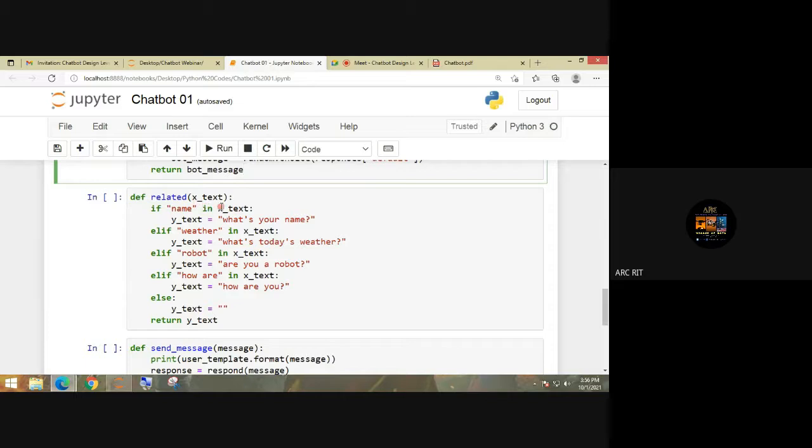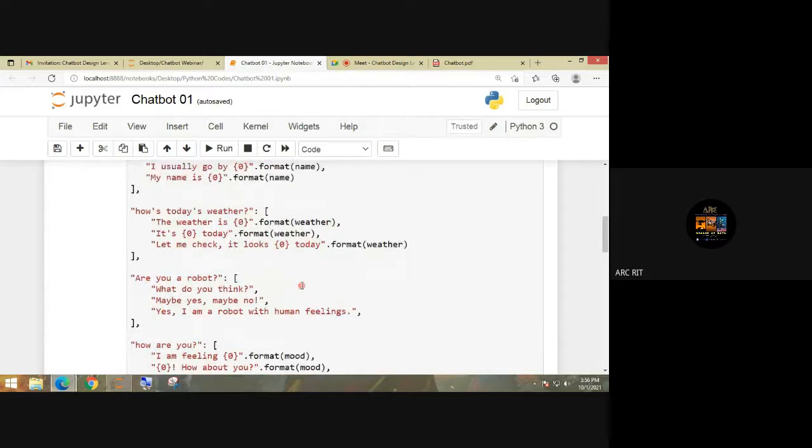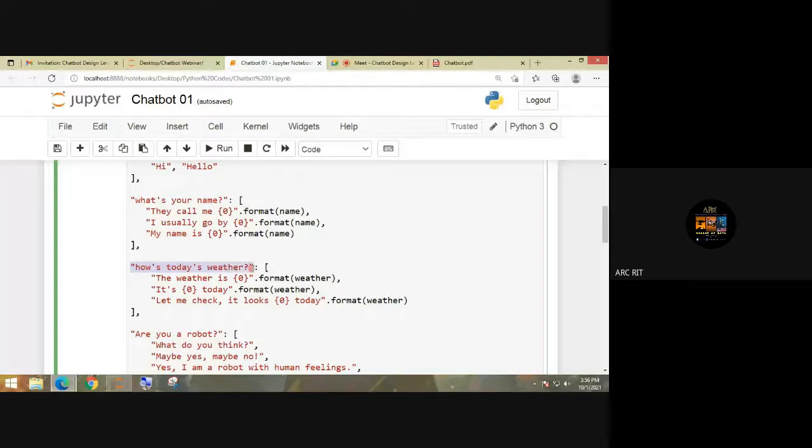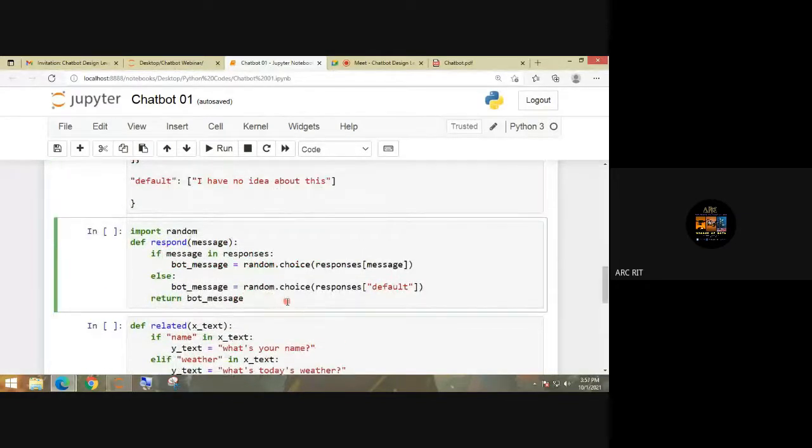Now, related text. Instead of writing what's your name, I'm just writing name. So it should understand that what's your name and name are related. If I type weather, it should understand that the person is asking what's today's weather. If I write robot, the chatbot will recognize that he's asking, are you a robot? If I ask how are, it should know how are you. Else, there is nothing. These questions, what's your name, what's today's weather, are you a robot, how are you, are exactly similar to what you wrote in your responses dictionary. So let's run these two cells also.